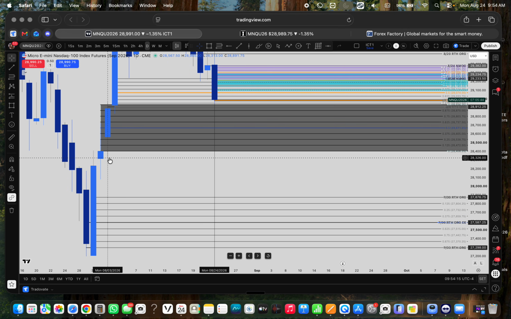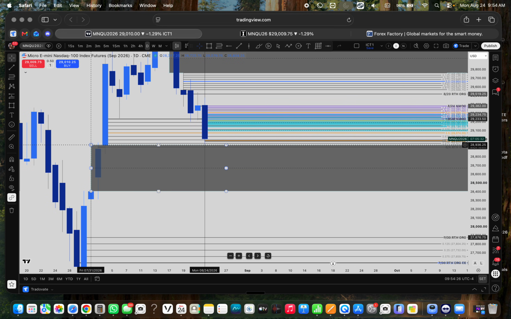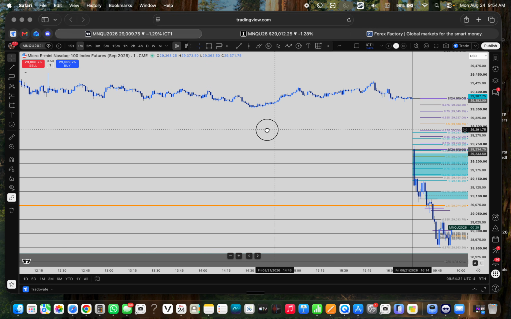There's also obviously an inefficiency down here, but again, I don't expect price to come all the way down here in the day. So it's all about kind of measuring things and being kind of particular about it. I'm gonna erase this because I don't need it right now. So let's go down to the 1 minute. Let me show you how I took this trade.